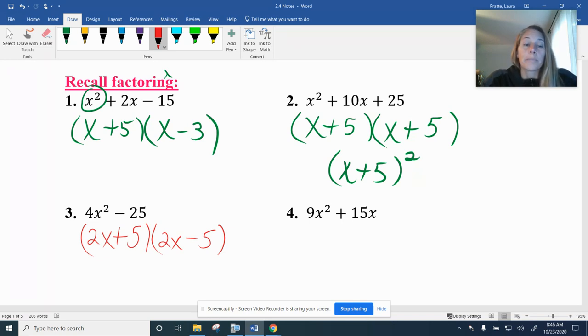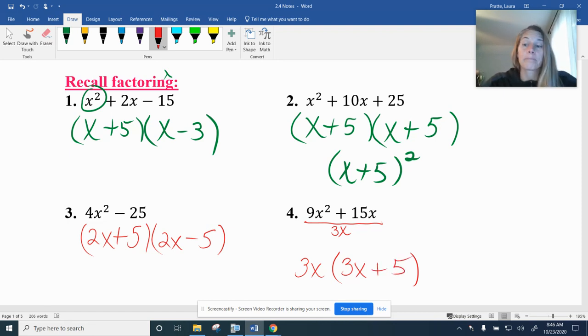Now, number 4, we only have the two terms, and it's not a difference of two squares pattern because 1, it's an addition sign, and 2, 15 is not a perfect square. However, in this case, you're just going to look for some kind of a GCF. So both of these are divisible by 3, and they both have some version of an x, so the smaller one would just be that single x there. So that's the GCF that you're going to divide out. 9x squared divided by 3x is 3x, and 15x divided by 3x would be 5.